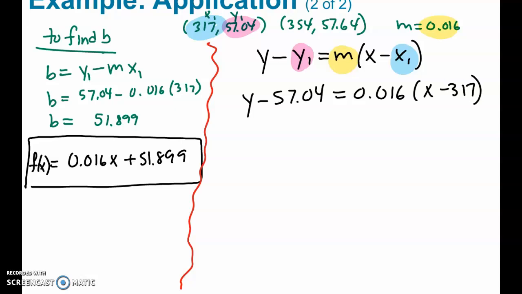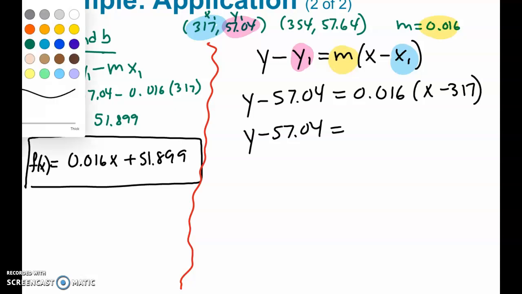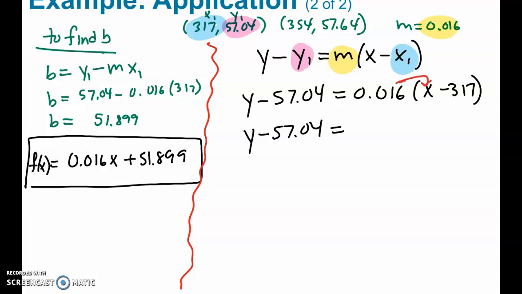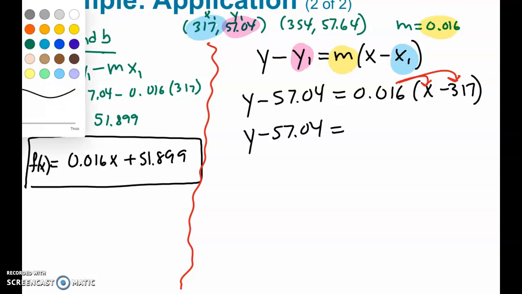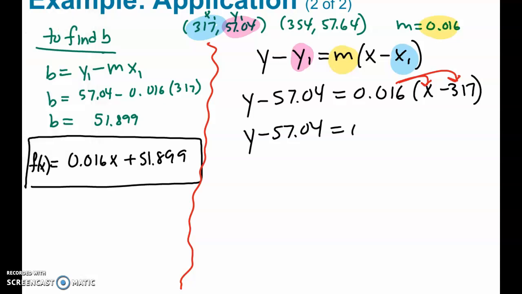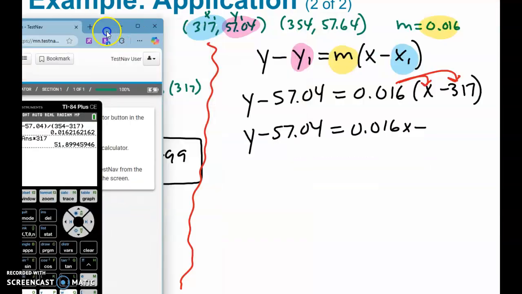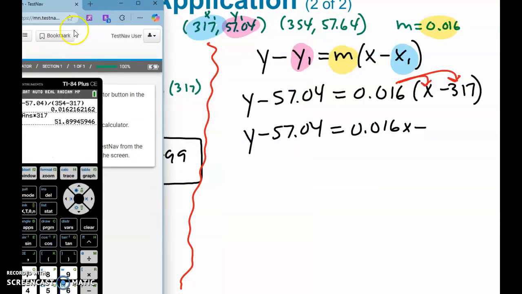So I'm starting from the beginning. I don't have the b yet, so I'm just going to do it like this. And now it's just a matter of simplifying. So I'm going to first distribute this. And again, the rounding of this number here is going to cause a slight rounding error. You'll see that our answer will be slightly different than what we got here. I have to take the 0.016 and I have to distribute it to the 317. So I'll do that using the calculator.